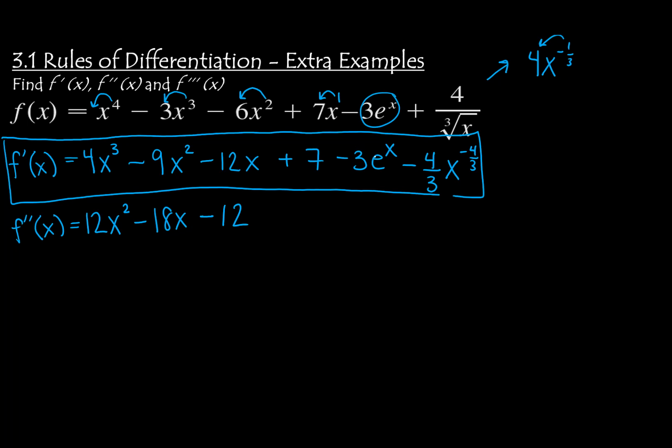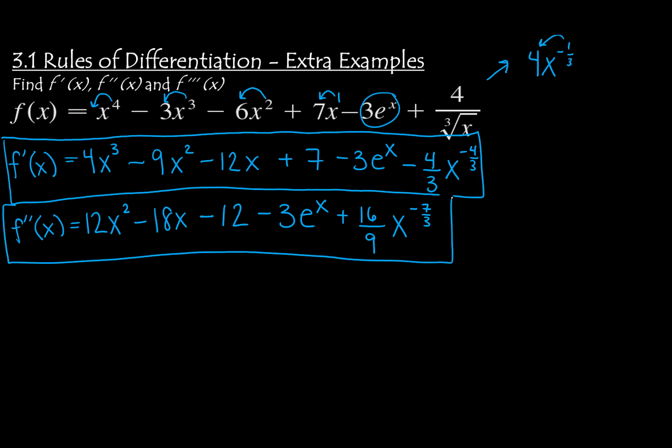And then I've got this negative 3 e to the x, which when I take the derivative of that, the negative 3 goes along for the ride. The e to the x goes along for the ride. And then when I take the derivative here, I've got that negative 4/3 times negative 4/3. That's going to give me positive 16/9. And then I'm going to subtract another 3/3 from the negative 4/3 because I'm going to subtract 1 from 4/3, and that's going to give me negative 7/3. And then that's going to give me my second derivative.